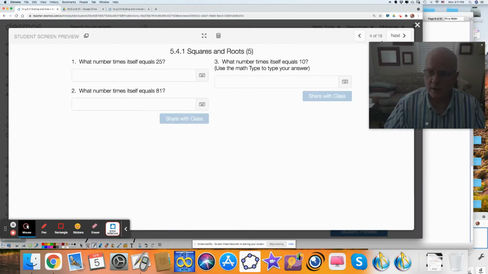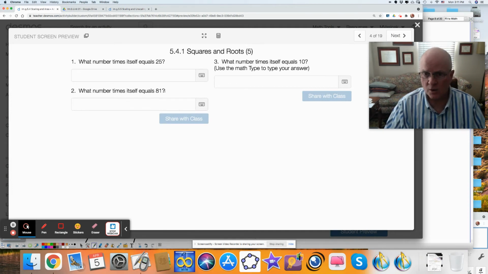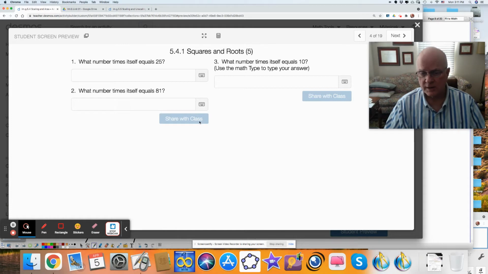So the first thing we asked was, what number times itself is equal to 25? What number times itself is equal to 81? What number times itself is equal to 10? Most of you would say that 5 times 5 is 25 and 9 times 9 is 81. I get an assortment of answers for the 10, though. And the reason is because 10 is not a perfect square.